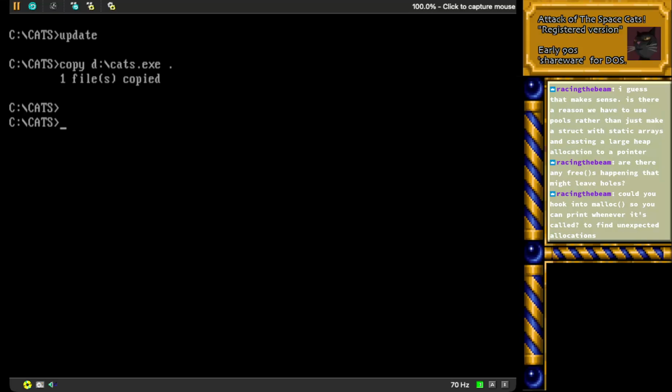Could you hook into malloc and print whenever it's called? Find unexpected allocations. Again, unless they're actually at the OS level, I mean OS in inverted commas, there aren't any. It would be interesting though, because that's essentially what I'm doing here, trying to guess where there might be some allocations happening.